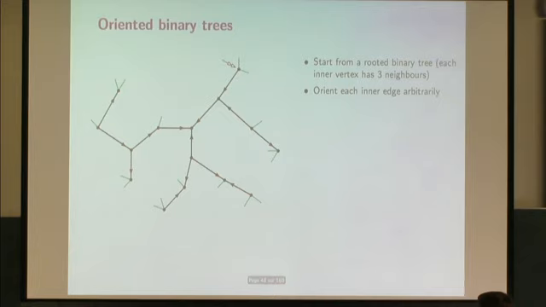Now I'm going to orient each edge of the tree arbitrarily. And I'm going to split each inner edge of my tree into 2 by adding a vertex in the middle and adding a blue edge on the right side of my edge. The right side means that if I walk along the orientation of my edge, I put a blue edge on my right.